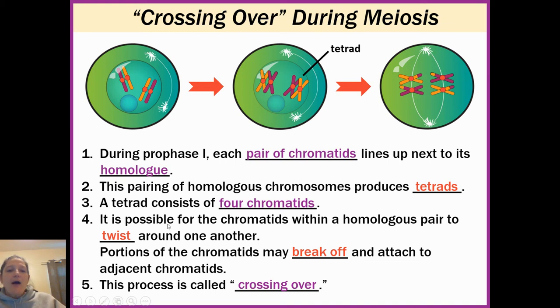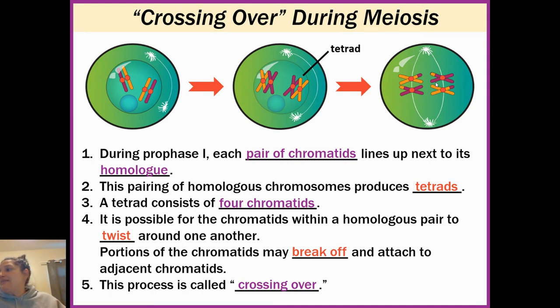So while this is happening, because it's getting kind of crowded in there, these chromatids sometimes will twist around each other. And when they do that, certain portions will sort of break off and they attach to other chromatids. This is called crossing over. And what I want to point out is this last picture over here, where some of this purple chromosome has a little bit of orange now. Some of this orange chromosome has a little bit of purple. So they have swapped some areas of genetic information.